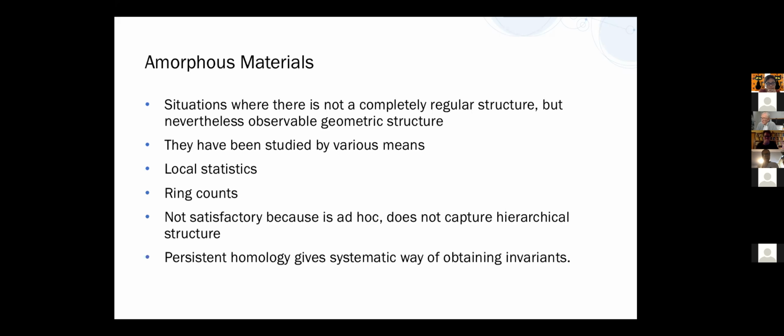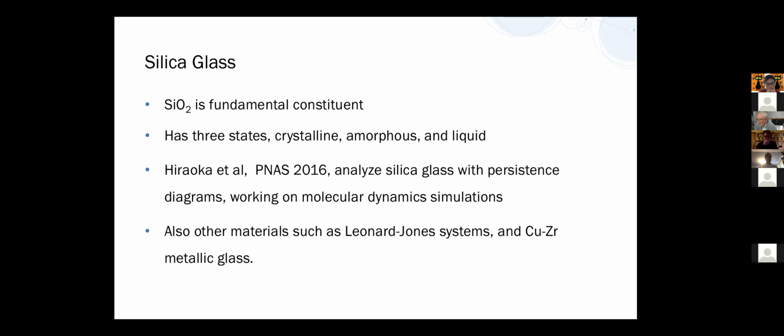Also ring counts, which are done ad hoc, where you impose a graph structure and perform a count of the number of rings. It's not satisfactory because it's ad hoc and it doesn't capture hierarchical structure either. It turns out that the structure of these materials often has a somewhat hierarchical nature to it. So persistent homology gives a systematic way of obtaining invariants. In this paper, they applied this to silica glass. Silicon dioxide is a fundamental constituent. It turns out the material has three states: it's crystalline, it's got an amorphous state, and then liquid.